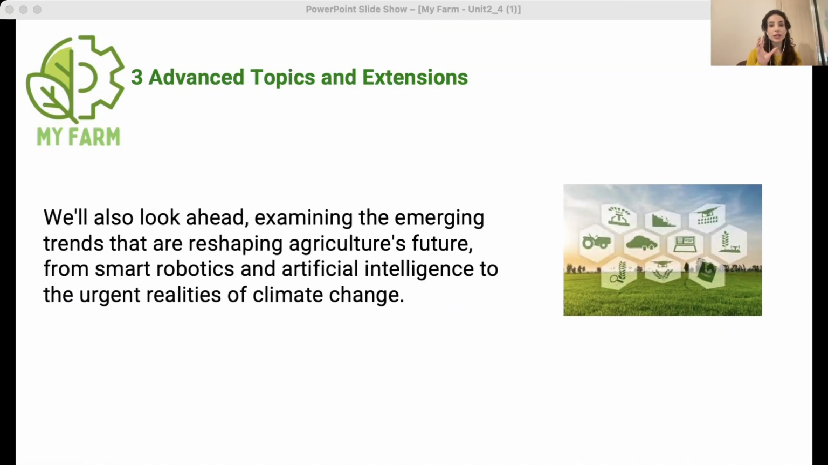We will also spend some time looking ahead. This means exploring the forces that are already reshaping agriculture. So, from smart robotics and artificial intelligence to the growing impact of climate change. Understanding these trends helps agricultural professionals to get prepared for the future, rather than simply reacting to it.